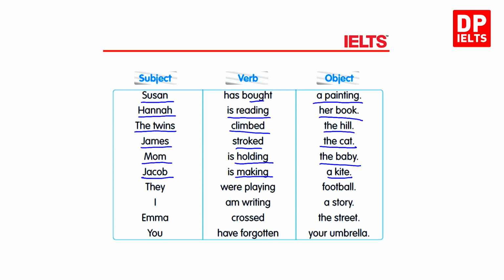Mom is holding the baby. Mom, subject. என்ன செய்தாங்க? Holding, that is the verb. And what was she holding? Baby. So அது object. Jacob is making a kite. யாரு kite செய்றா? Jacob, subject. என்ன செய்றாங்க? Making, verb. And செய்து கொண்டிருக்கும் பொருள் kite.